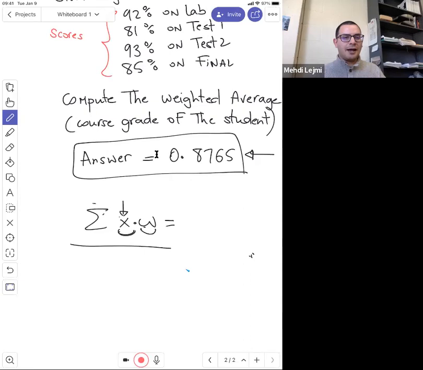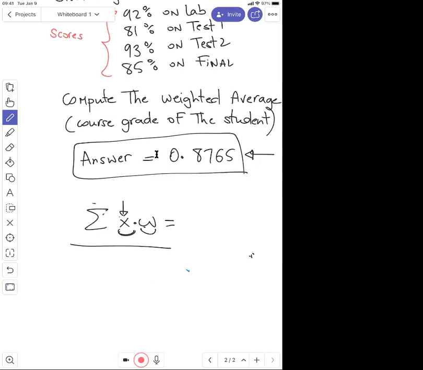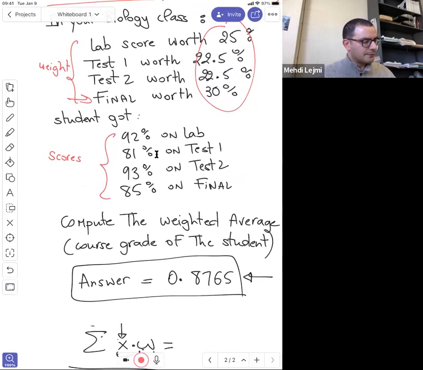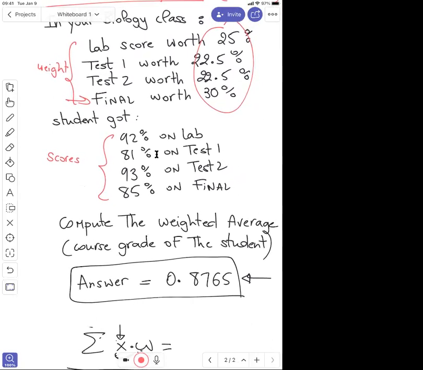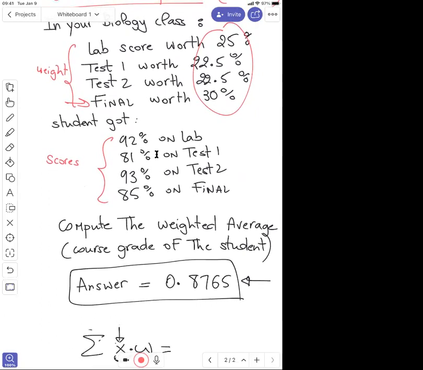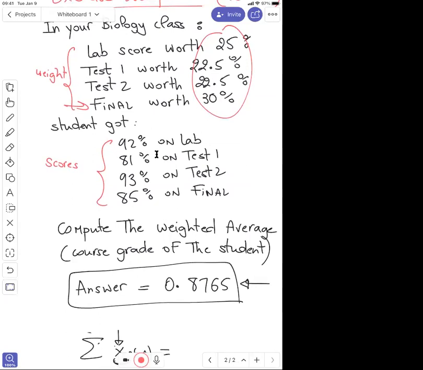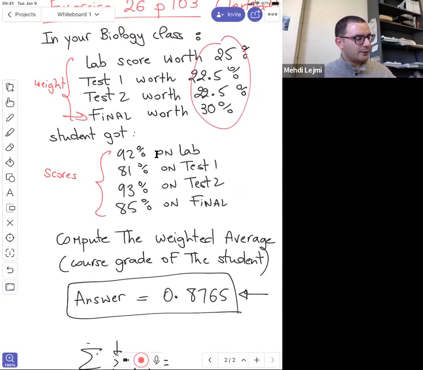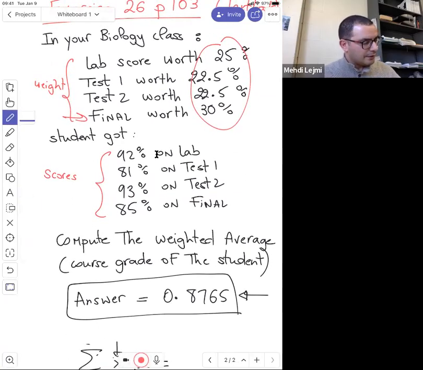So if you have your lab score, then it's multiplied by how much the lab score is worth, right? The weight of the lab score. All right, so was it 81? The student got a 92 on the lab, right? Yes. So that's 92 times how much it was worth. The lab score is worth 25%.